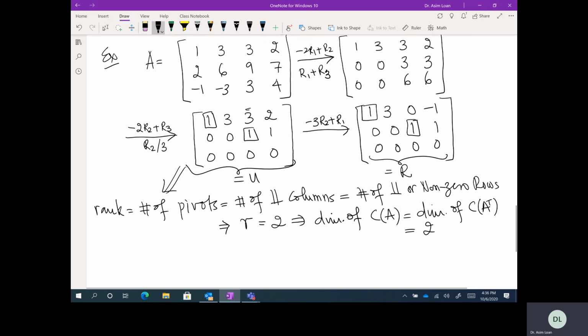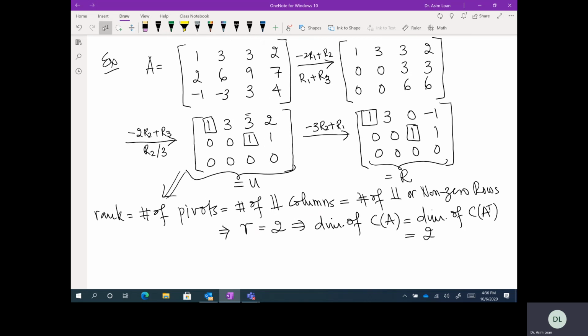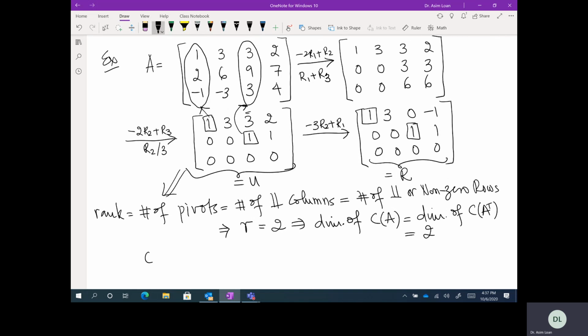This is 2. And what are the two independent columns? So the column space is generated by this column and this column. So I can write, the column space of A contains 1, 2, minus 1 and 3, 9, 3. So the column space of A is generated by these two vectors. So these are the two, 1 and 2. What about the row space?